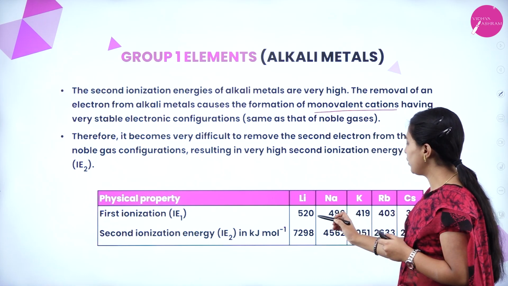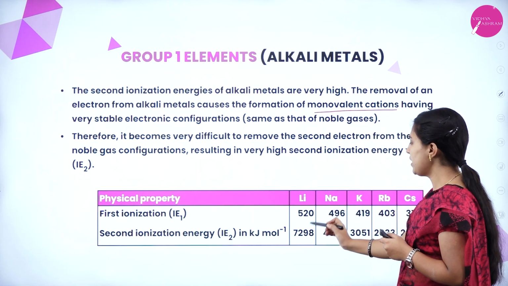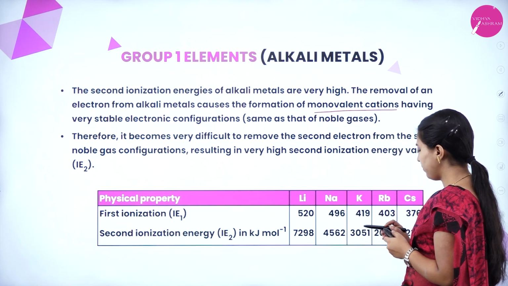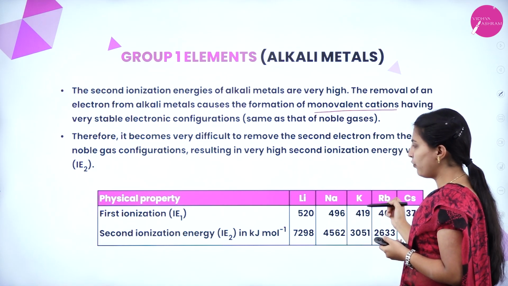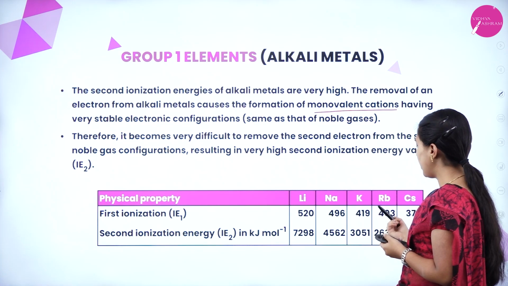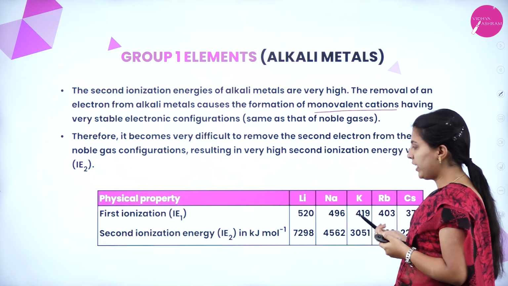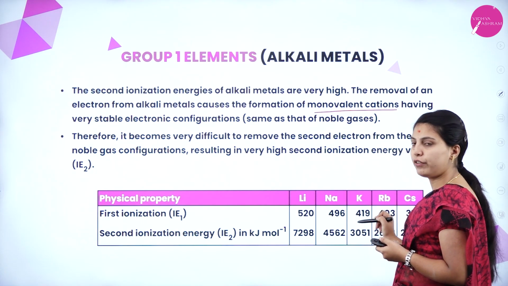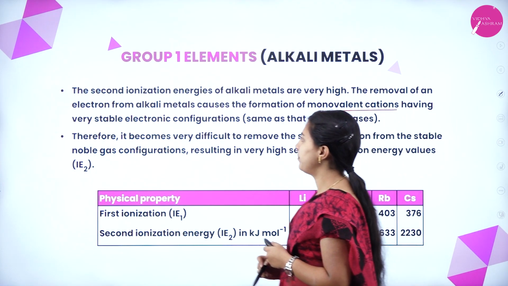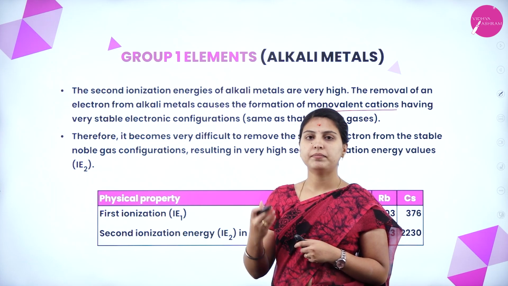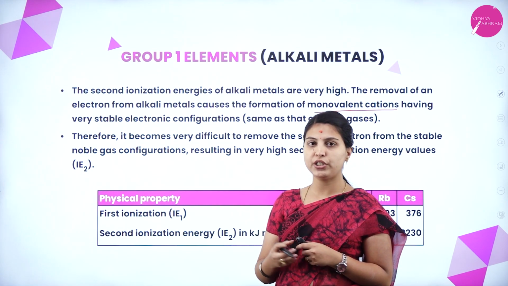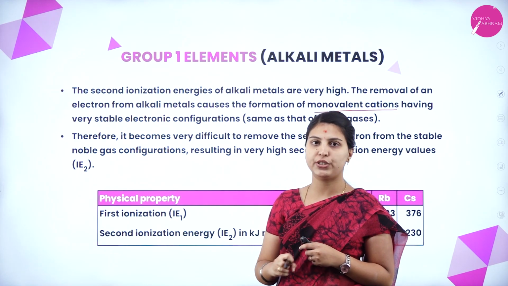See here, first is 520, second is 7298. For 496, it is 4562. If it is 419 for potassium in first ionization enthalpy, the second is 3051. In other examples too, the first ionization enthalpy is less than the second, because the second has a more stable electronic configuration, and to remove that electron it needs more energy.